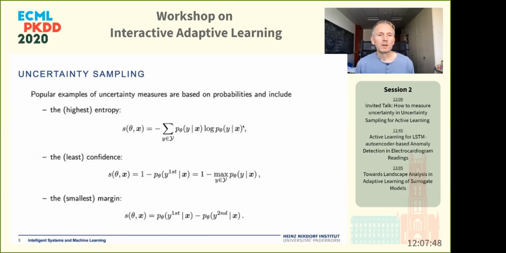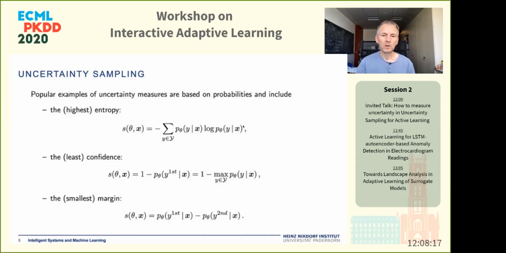And what you see here is a list of commonly applied measures to quantify the uncertainty. This is an important point because if you want to apply uncertainty sampling, you need a measure of uncertainty. How uncertain is the prediction? The most commonly used measure probably is the Shannon entropy. It's given by this expression here: the higher the entropy, the higher the uncertainty. But other measures can be used as well.